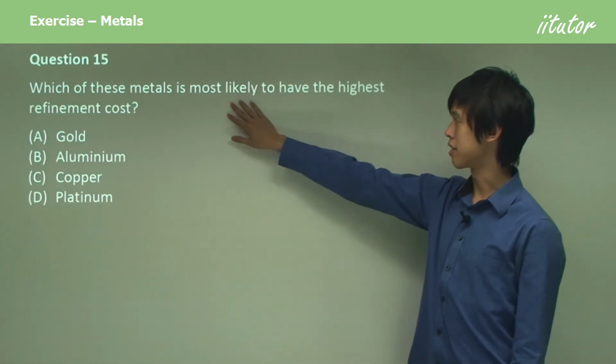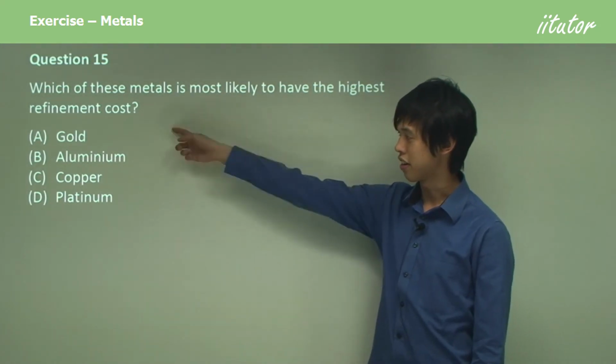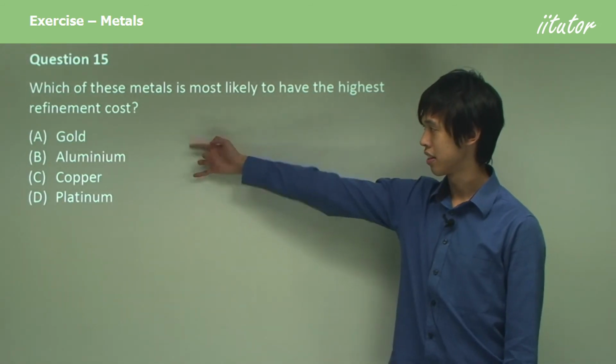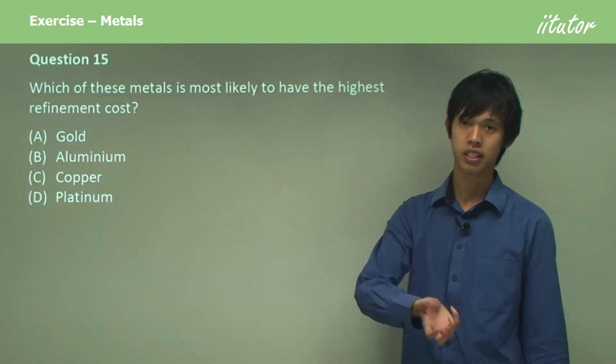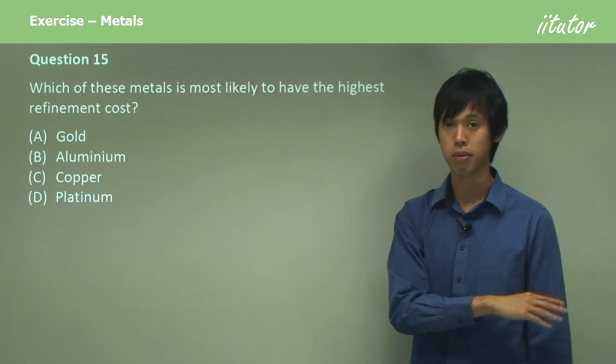So which of these metals is most likely to have the highest refinement cost? Well, it's definitely not gold or platinum because we don't have to refine them at all. You find them in the ground. We can just pick them up and be like, oh, it's platinum or gold. So we don't have to worry about refining these two. So there's no refinement cost.